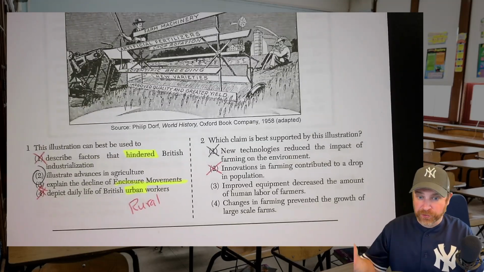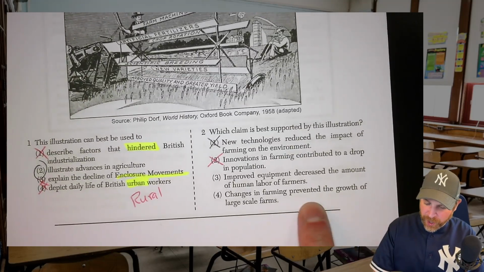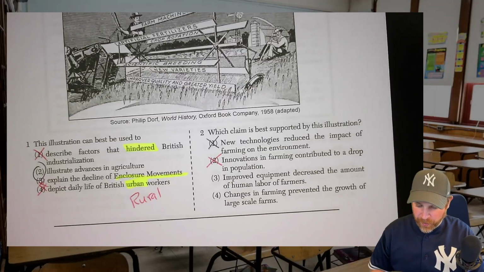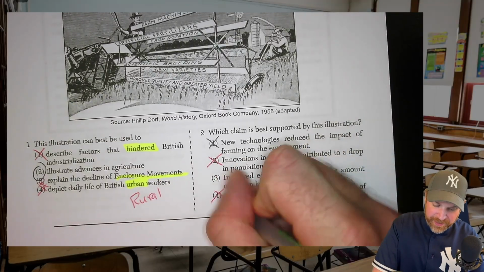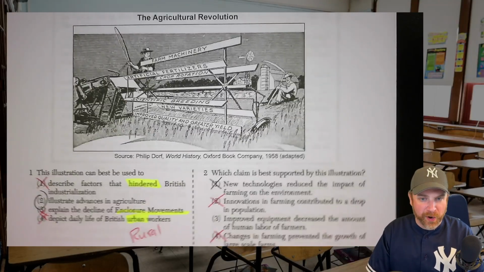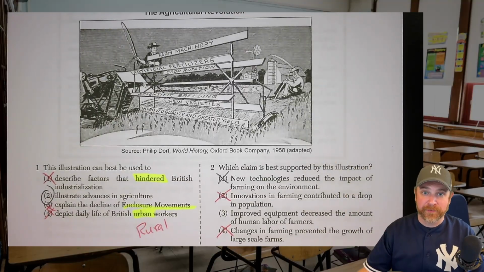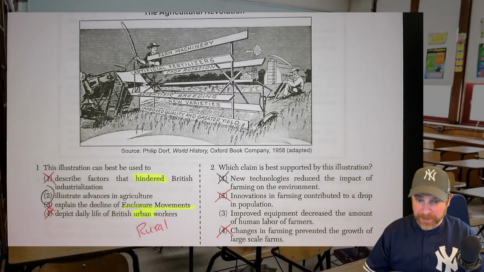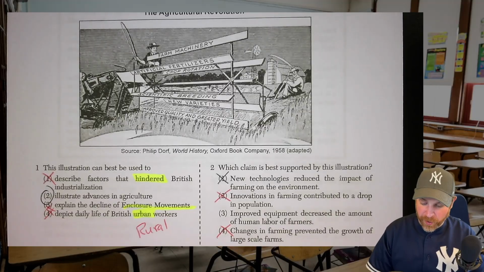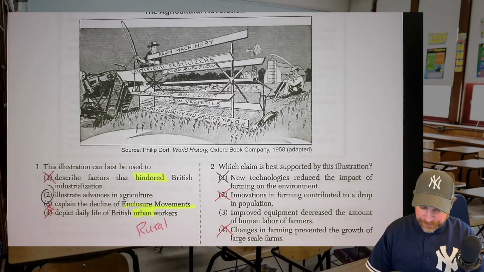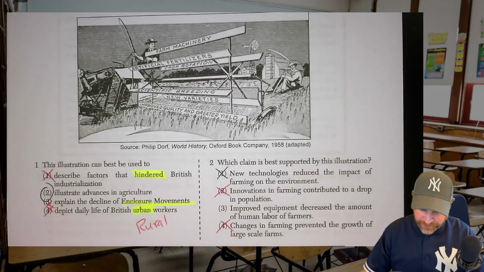3 is our answer, but let's look at choice 4. Changes in farming prevented the growth of large-scale farms. I don't know. Sounds to me like we're going to have larger and larger farms because the machines are going to make it possible to make better use of more land than ever before. So we're going to have more large-scale farms, not fewer. So choice 3 is going to be our answer, right?